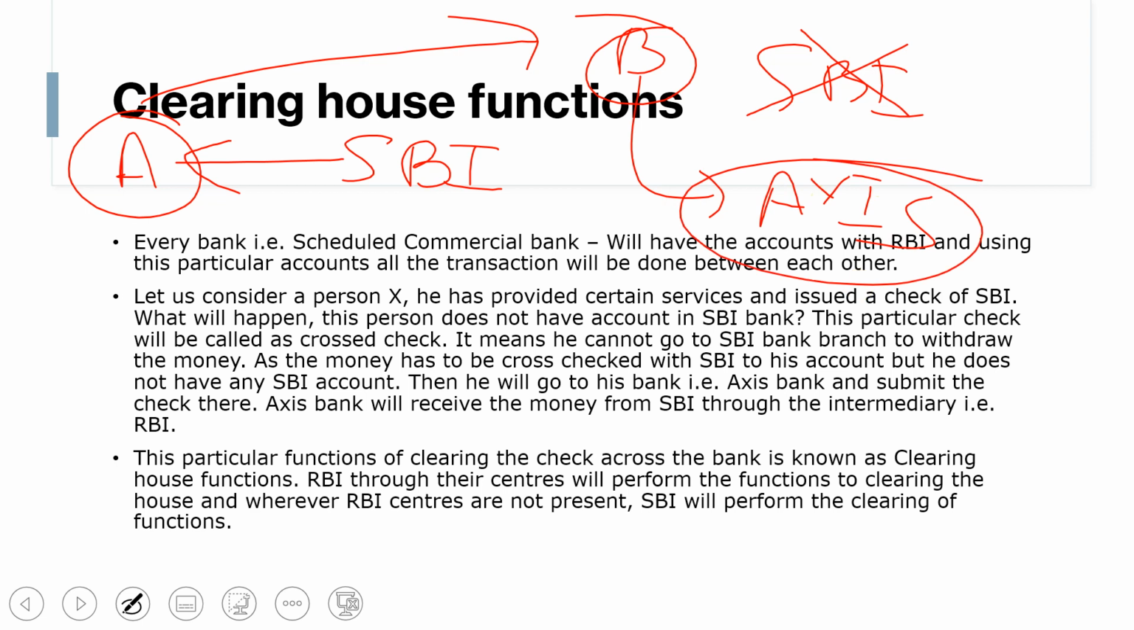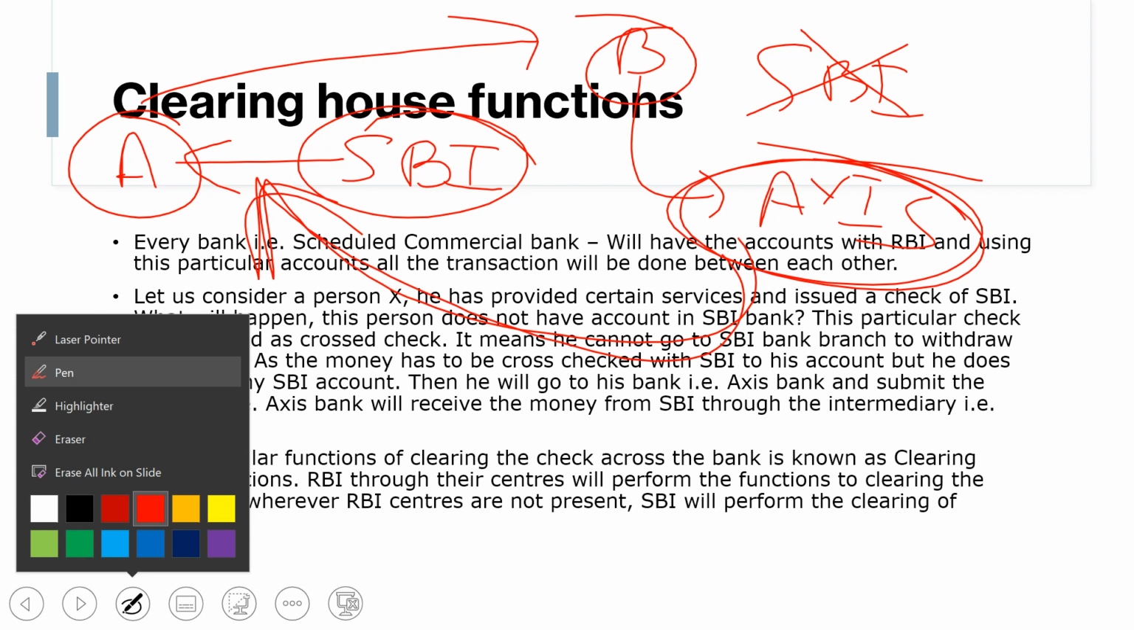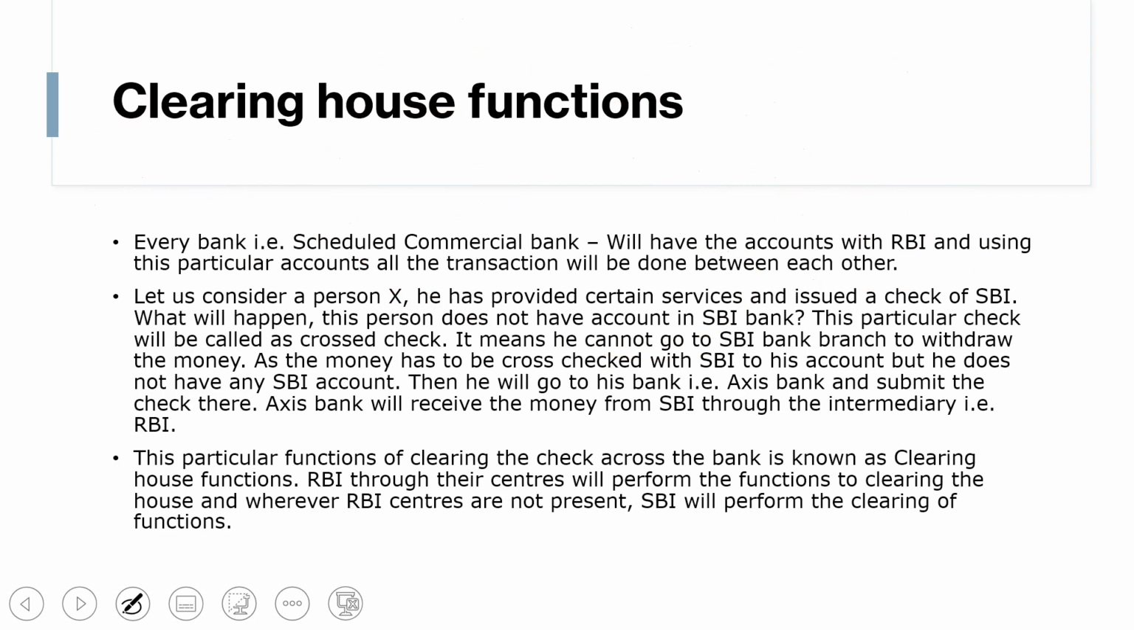So how will this Axis Bank take money from the SBI? It is the money that is transferring from A's account to B's account, and both the banks are different. So how will Axis take money from A's account in the SBI? In that case, clearing house functions come. Thus your check will work. So how this works, we will see.